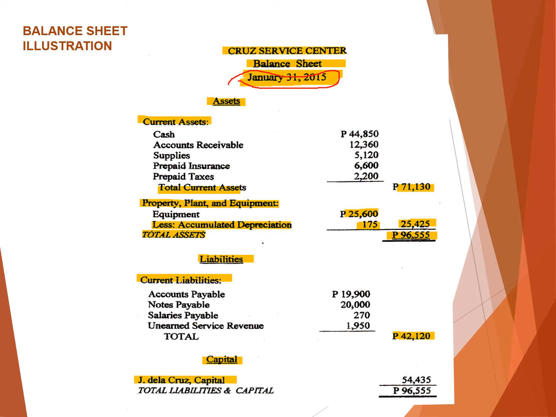And then the last part is the capital. Take note kung ano yung nakuha ninyo dun sa statement of changes in equity or statement of capital na amount ng capital balance and yun ang ilalagay ninyo dito. And then you have to add the two. Add them. 42,120 plus 54,435. The total liabilities and capital is 96,555, which is equal to the total assets.